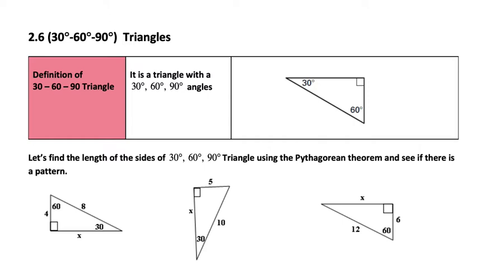All right, so there's three different sides. Across from the smallest angle is my short leg. Across from my 60-degree angle is my long leg. And across from the right angle, like always, is going to be my hypotenuse.